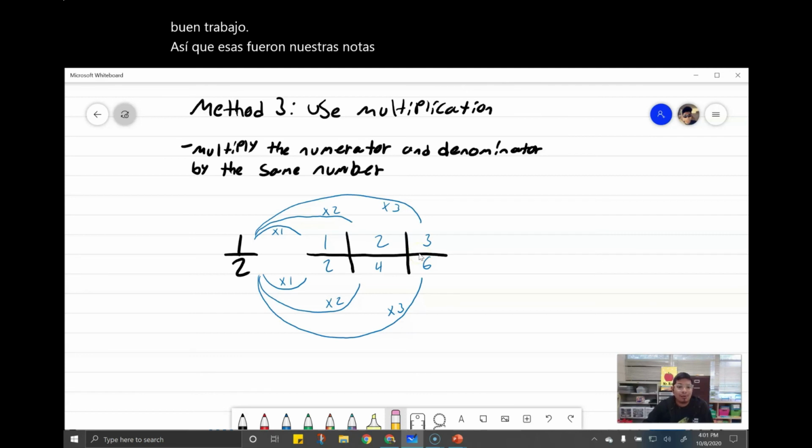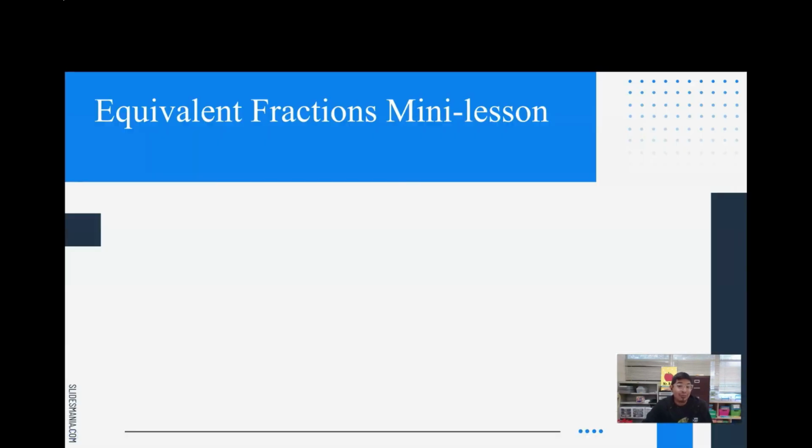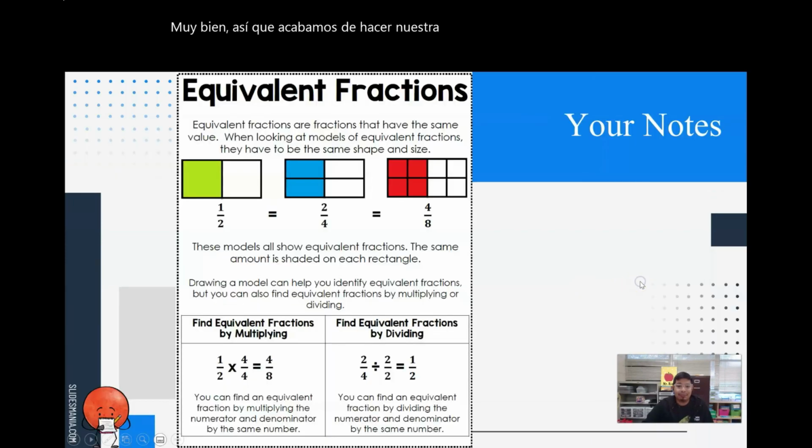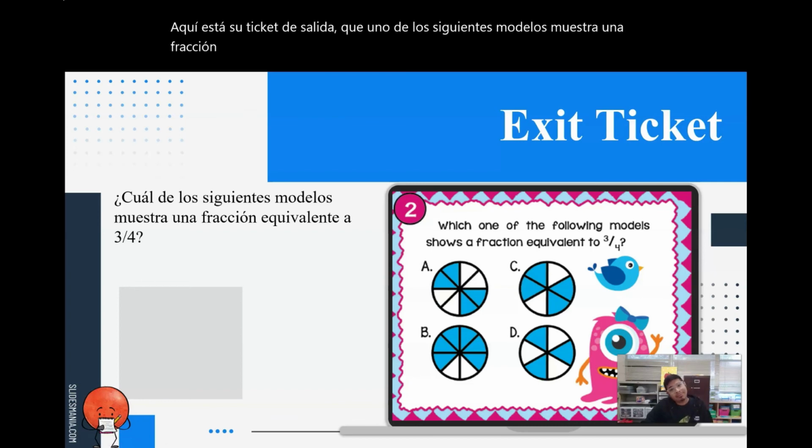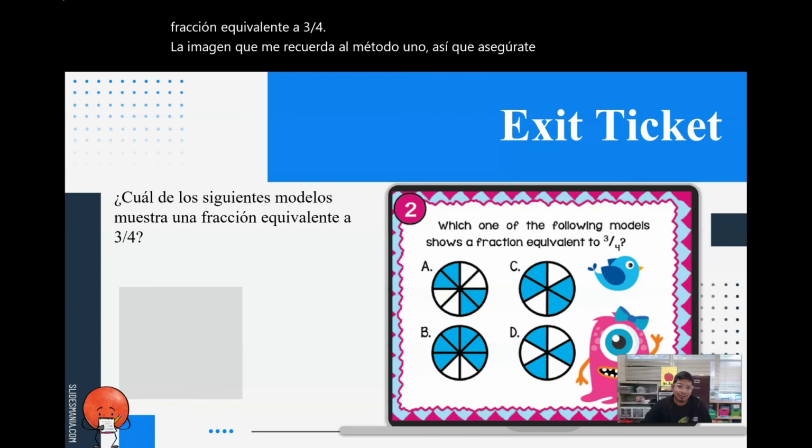Let's go back to our slides. All right, so we just did our mini lesson, okay? Let's see. Here are your notes for equivalent fractions. Make sure you write this down in your notebook, okay? Here is your exit ticket. Which one of the following models shows a fraction equivalent to 3/4? They gave you a picture. That kind of reminds me of method 1. So make sure you draw a picture or whatever method you like to use.